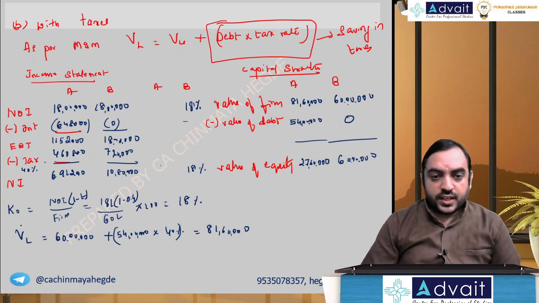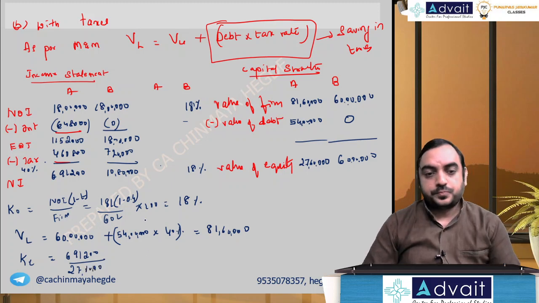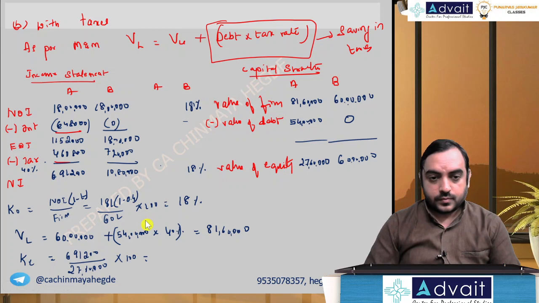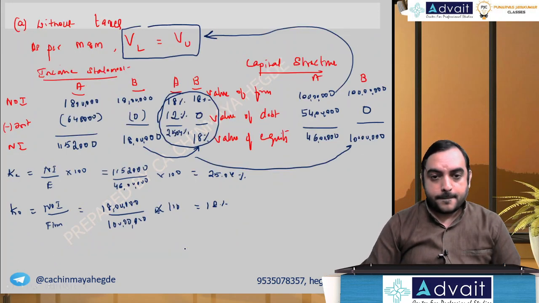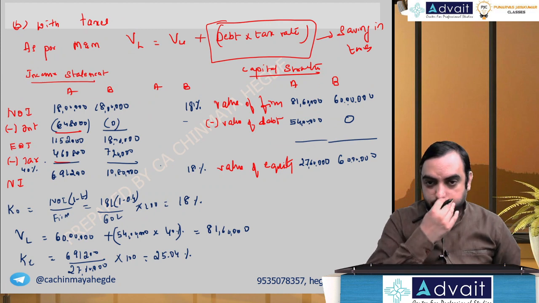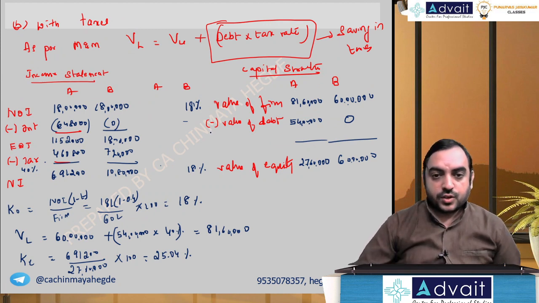Then how do you calculate the cost of equity now? Net income 6 lakh 91,200 divided by 27 lakh 60,000 into 100. 25.04. See, cost of equity remaining same actually. Anyway, 25.04 is cost of equity.